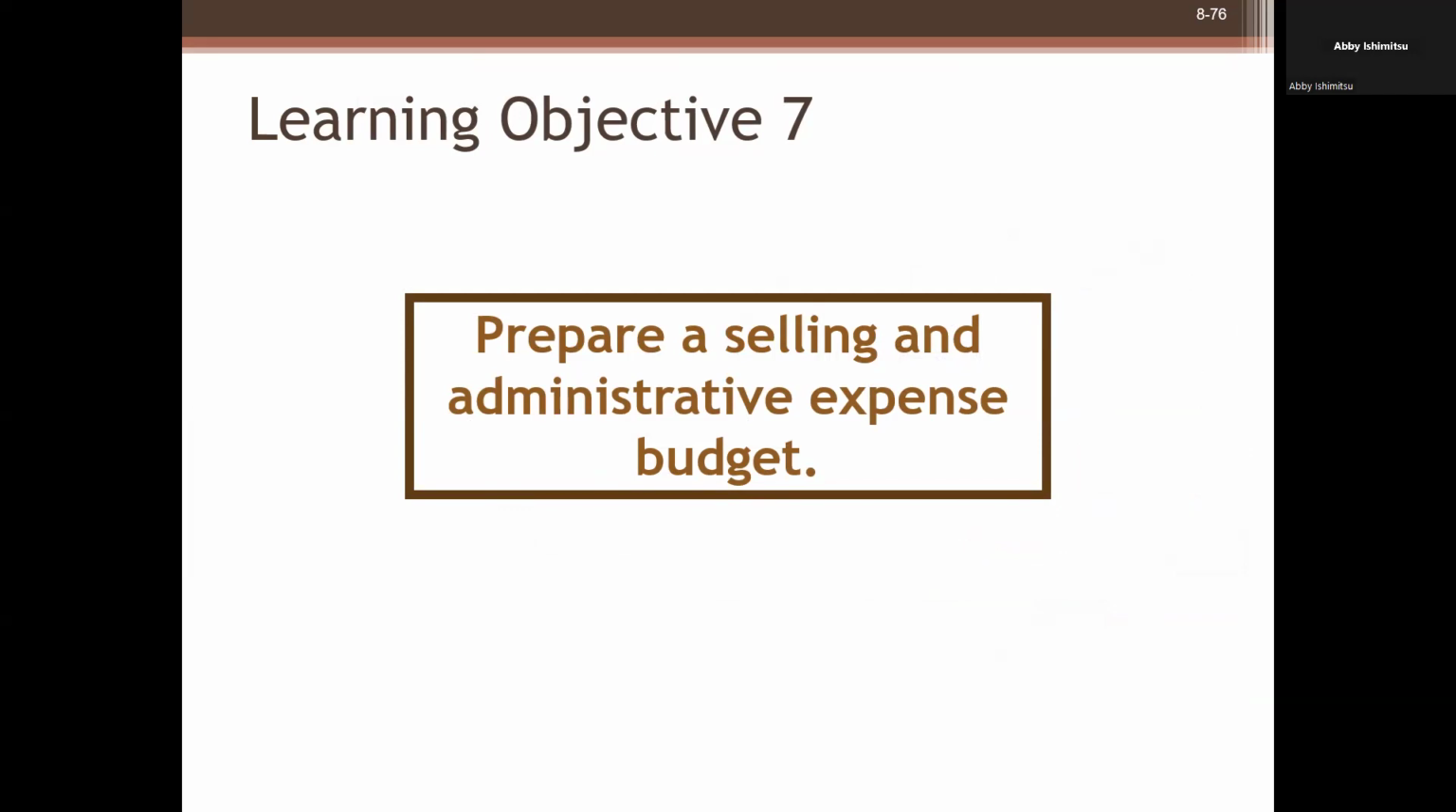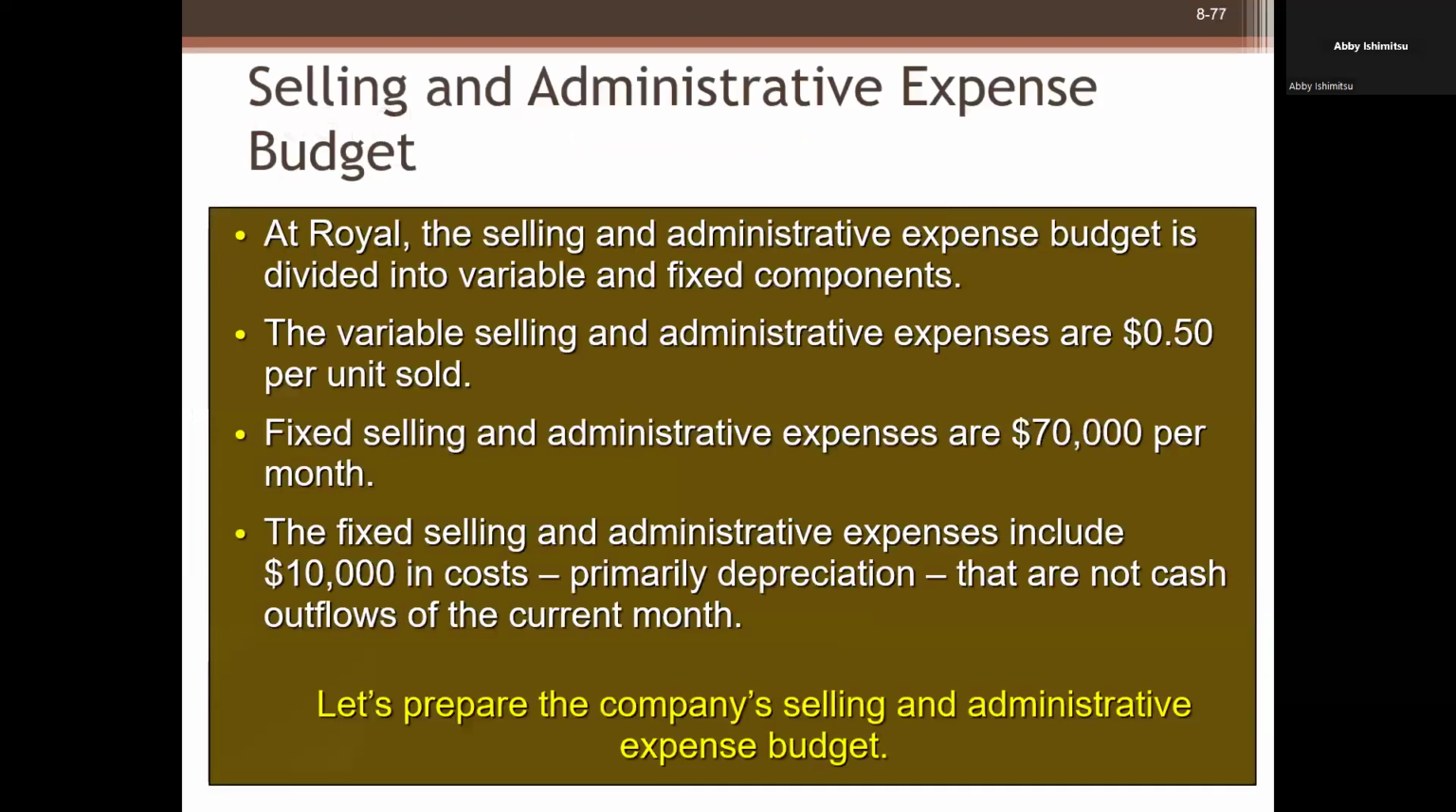Moving on to the sales and admin budget. So selling and administration is all the period costs. These are costs that are not part of manufacturing. And the problem's just going to give you most of the costs. You've got variable expenses, 50 cents per unit sold.